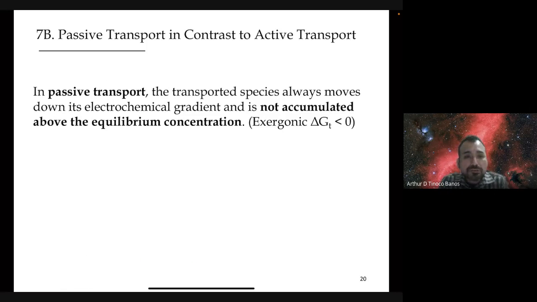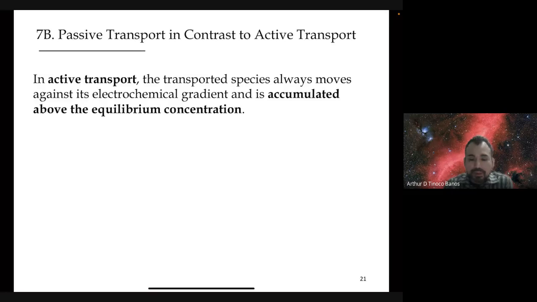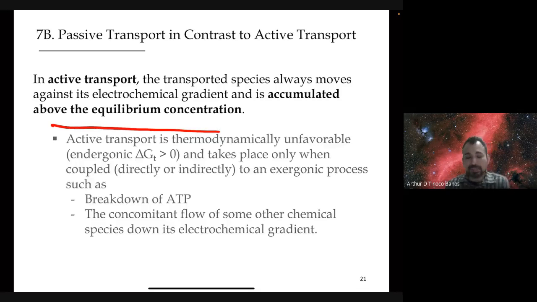So in passive transport, the transported species always moves down its electrochemical gradient and is not accumulated above the equilibrium concentration. In terms of the Gibbs free energy, delta G, this will be a favorable process. In active transport, the transported species always moves against its electrochemical gradient and is accumulated above the equilibrium concentration. So that's the big difference here.